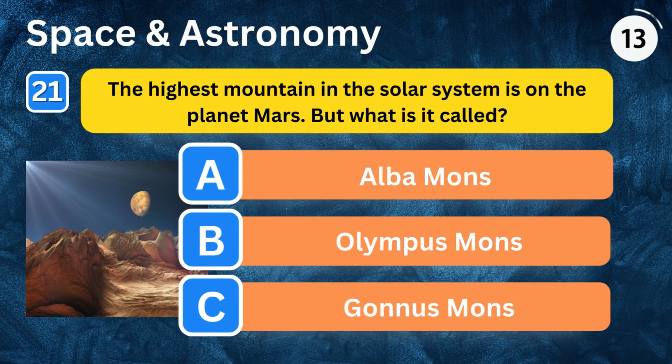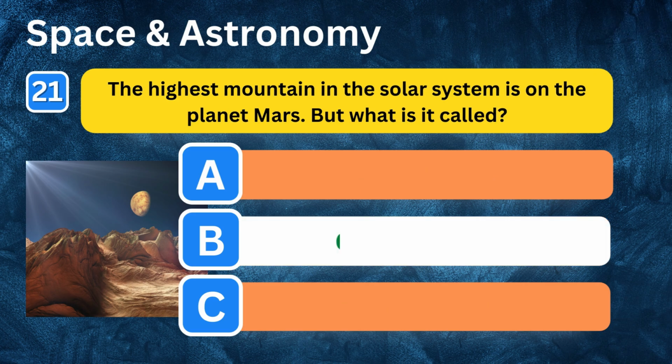The highest mountain in the solar system is on the planet Mars, but what is it called? Is it Alba Mons, Olympus Mons, or Gonus Mons? The answer is Olympus Mons.